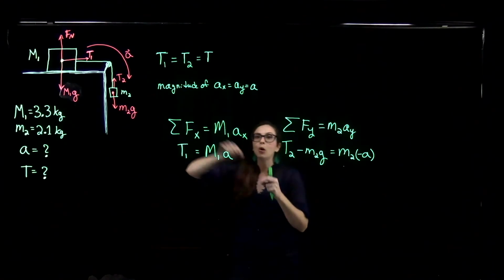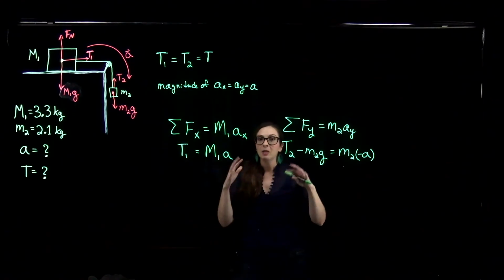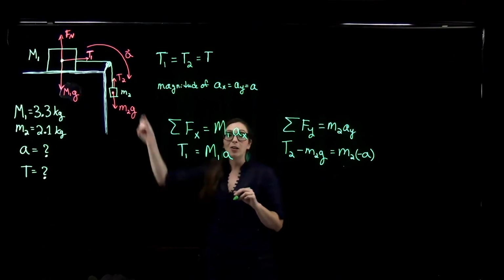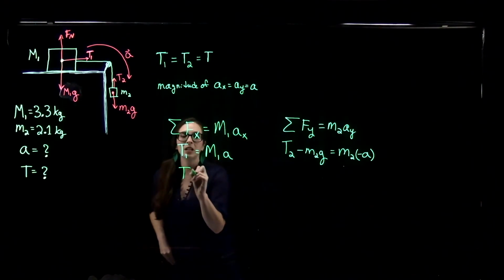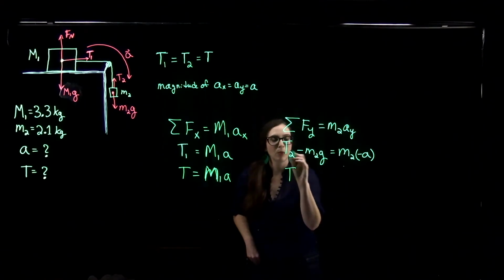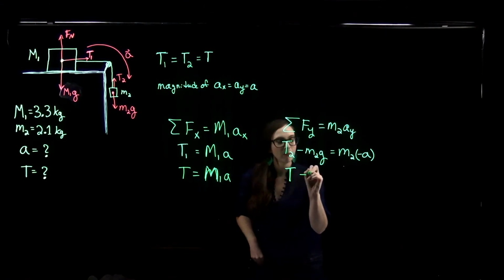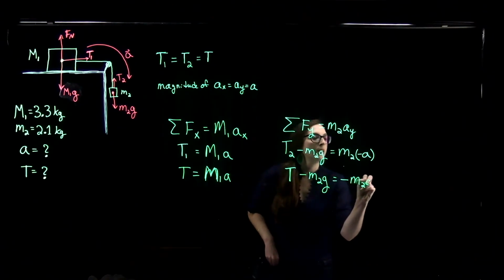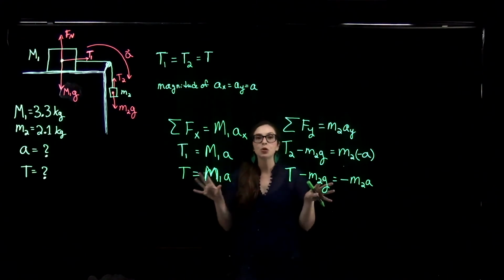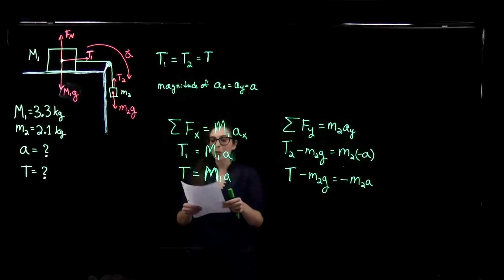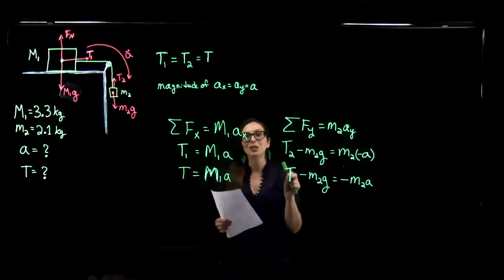The tension pulling on both of those objects is the same because they're connected all along one same line, okay? All along one same cord. So this is just T is equal to M1A, capital M, and T2 we'll just swap out for T, minus M2G equals minus M2A. Okay, so now we have two equations. We have two unknowns.